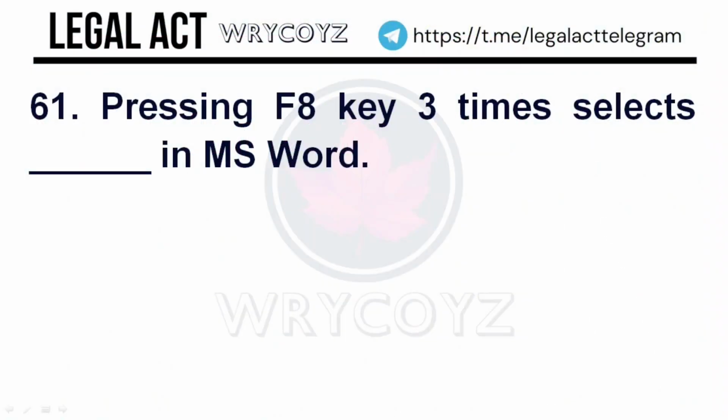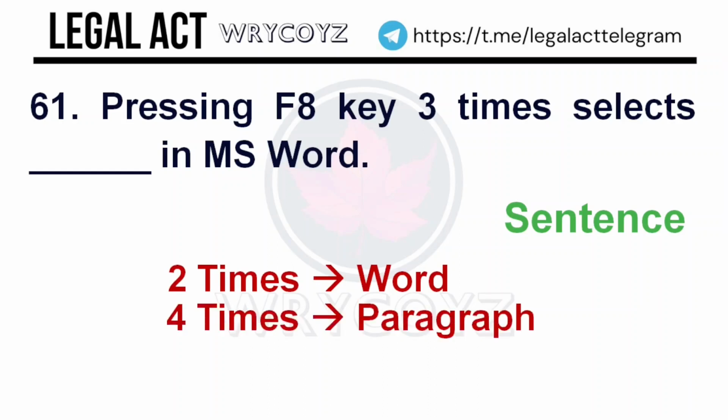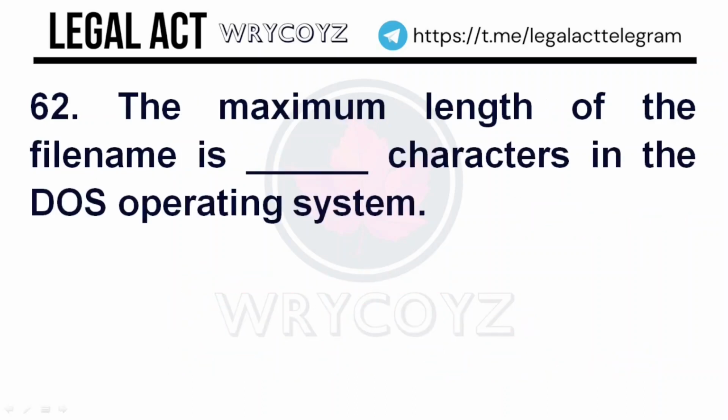61. Pressing F8 key 3 times selects dash in MS Word. Answer is sentence. 2 times word, 4 times paragraph and 5 times whole document. 62. The maximum length of the file name is dash characters in the DOS operating system. The answer is 8 characters.